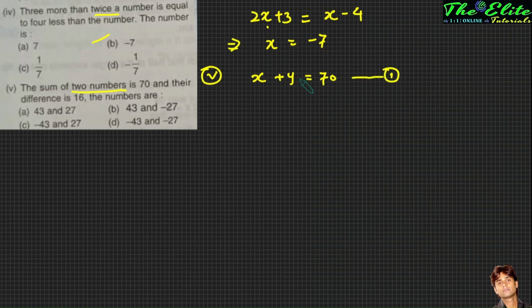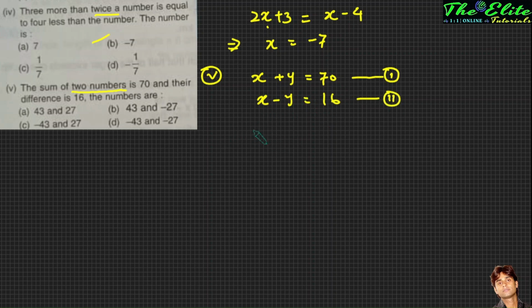You have to assume that the numbers are x and y. So as per the question, x plus y is equal to 70, and the difference is 16. So you will make another equation like this. So two equations you will be having.